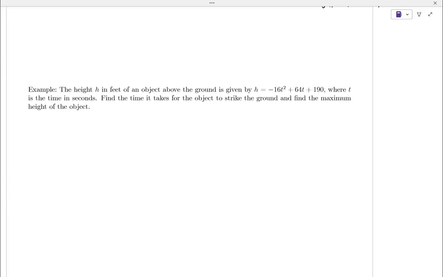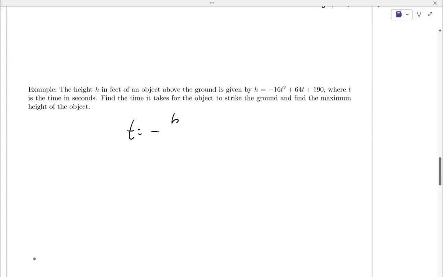Good. The negative 16 tells you that we're looking at a maximum versus a minimum. It says the maximum height. So are you looking for an input or an output here for maximum height? Output, right? Because it says it's height in terms of time. You plug in a time, you get out a height. So we're looking for a y value here, correct? But before we get the y value, we have to get the x value, right?